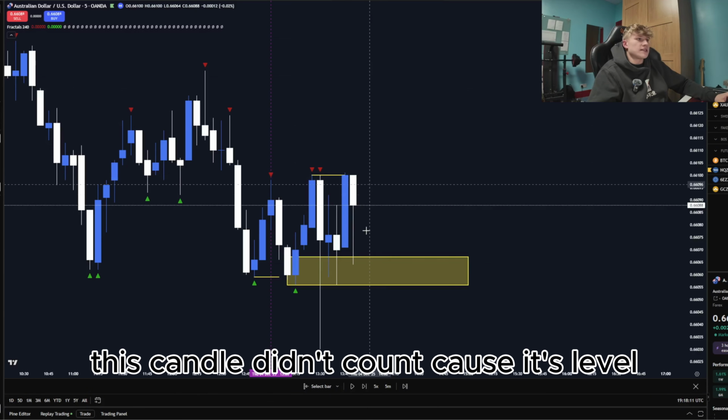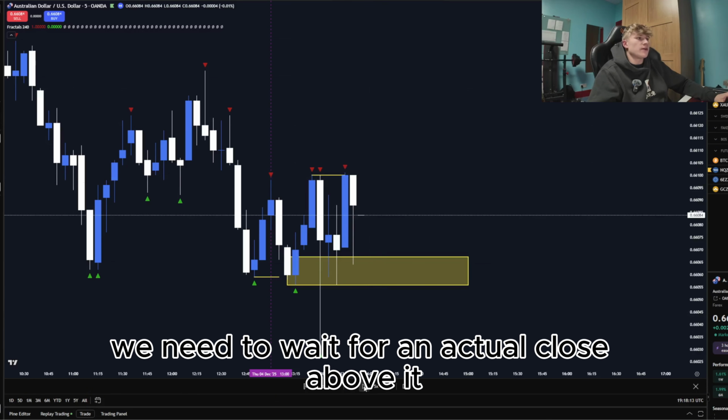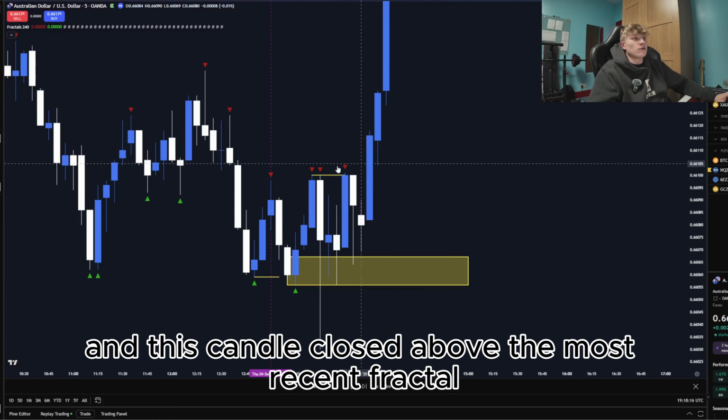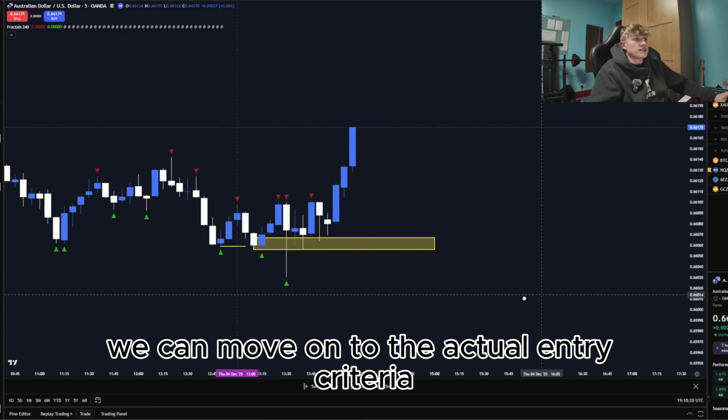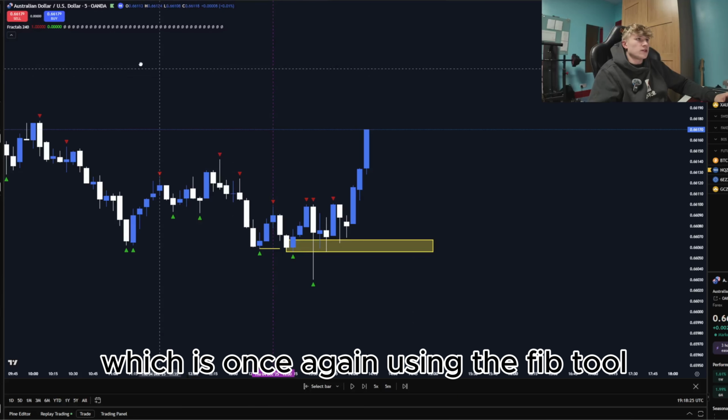This candle didn't count because it's level. We need to wait for an actual close above it. So I'm just going to wait, and this candle closed above the most recent fractal, which is this one right here. Now, as soon as we've got that, we can move on to the actual entry criteria, which is once again using the fib tool.